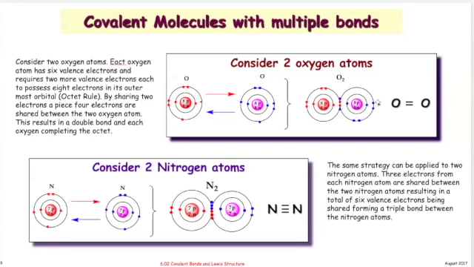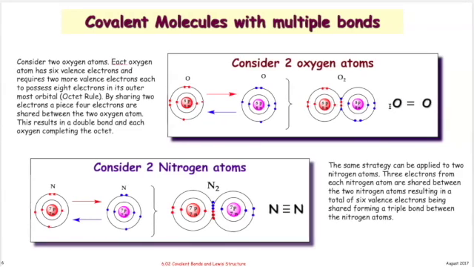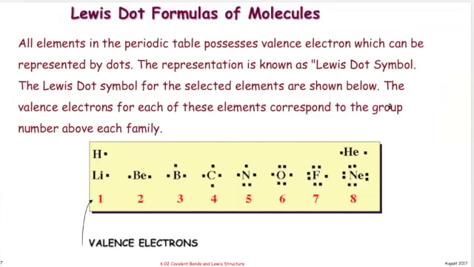So it needs to share 3 of its electrons to get 8 apiece. Okay, that's the whole idea of the Lewis structure. Here is just a review of the valence electrons for atoms.